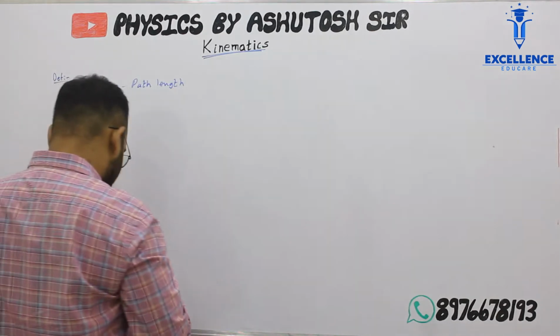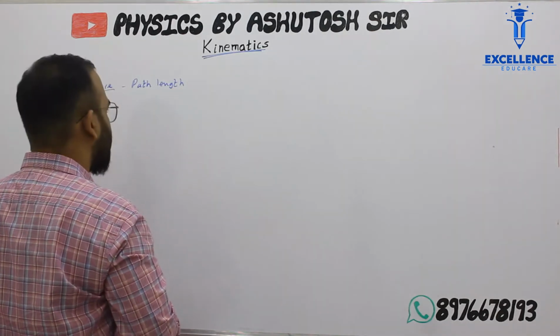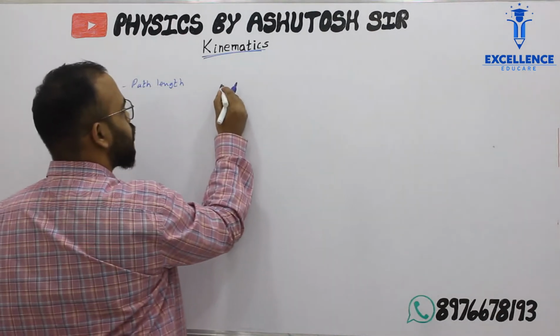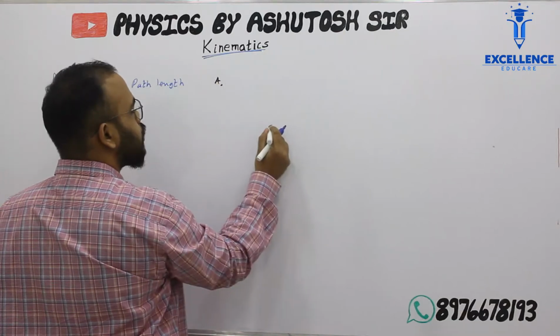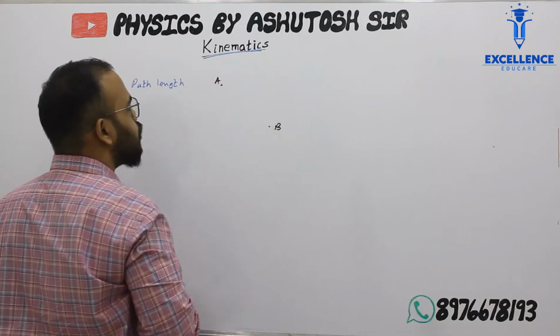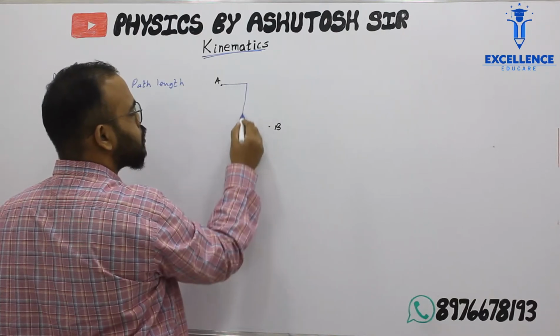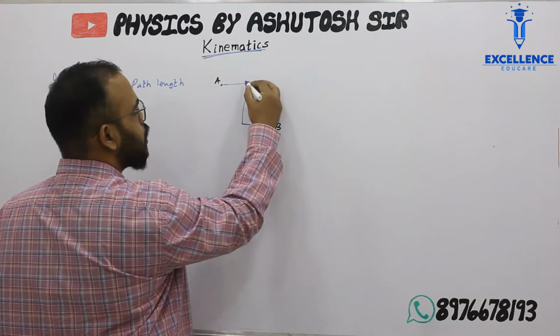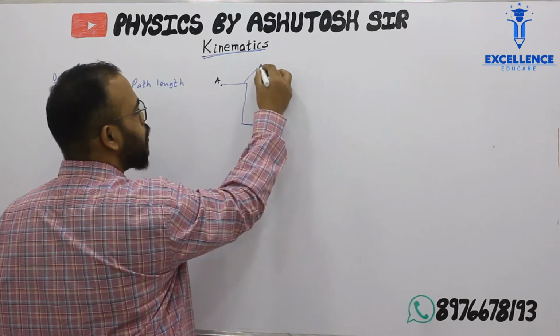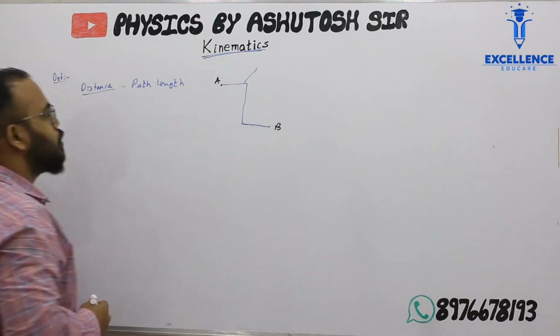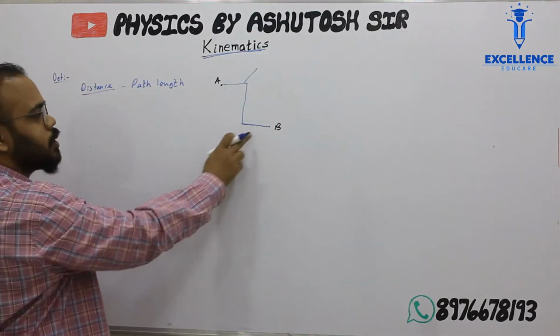So suppose this is my point A and this is my point B. The distance will be the path length. If the man goes using this path, the length of this blue line will be my path length. So that path length will be distance. So distance will be this.